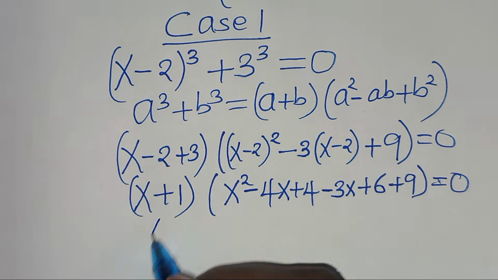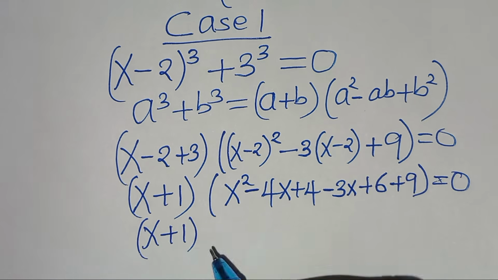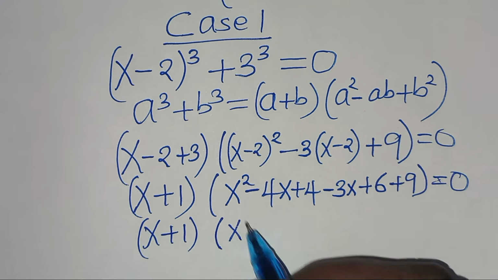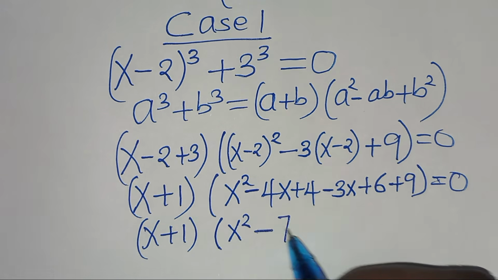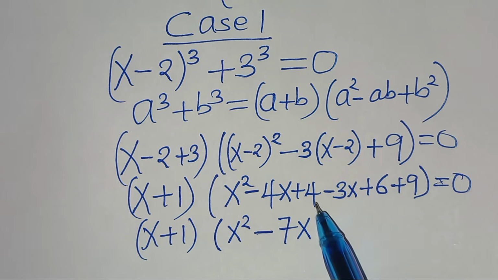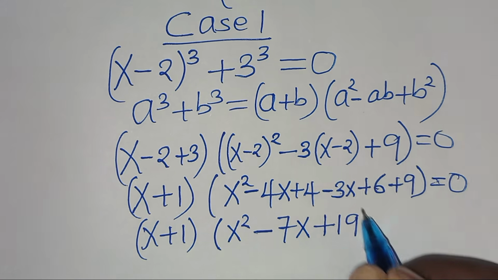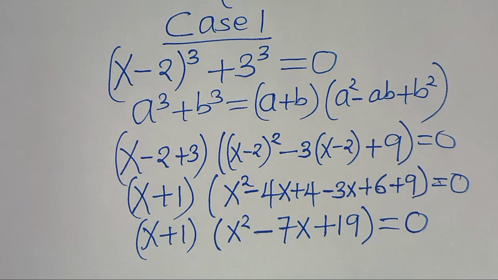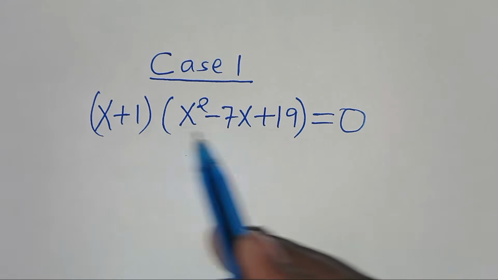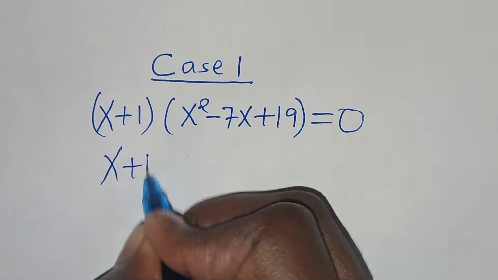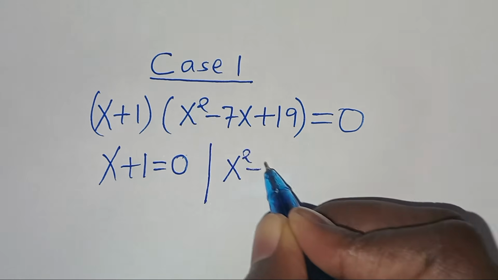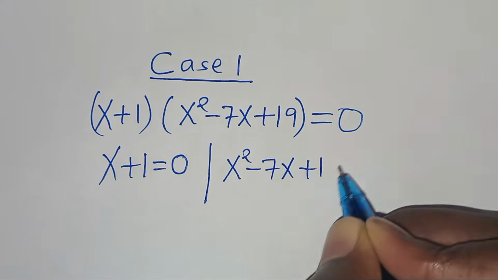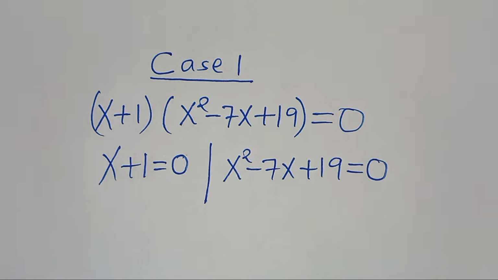So therefore, here we have (x + 1) times, in the parentheses, x^2, minus 4x minus 3x, which is -7x. Then we have 4 + 6, which is 10, and 10 + 9, which is plus 19. This is equal to 0. Now this means we have two parts here. The first part is x + 1 = 0, and the second part is x^2 - 7x + 19 = 0.